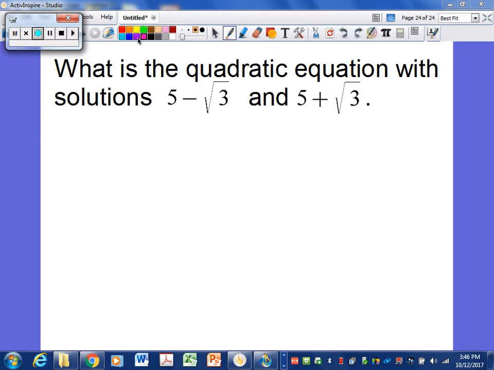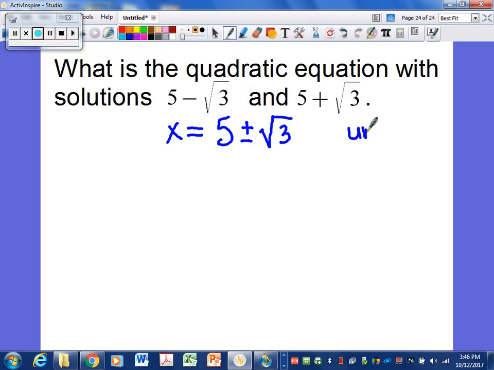So we start off solving this, or figuring out what the quadratic is, by knowing that these are the solutions for x. X equals 5 plus and minus the square root of 3. Because when you get a solution, it's always x equals. So we're going to write it as x equals. Take our solutions and write them as x equals.